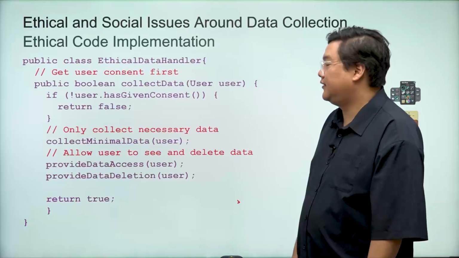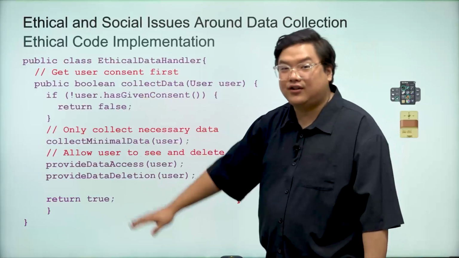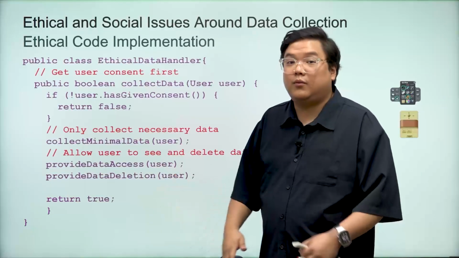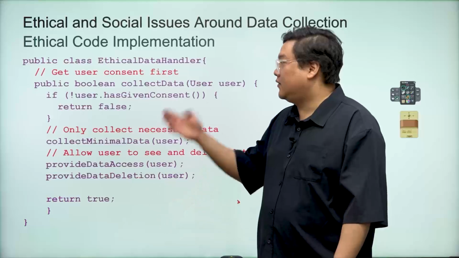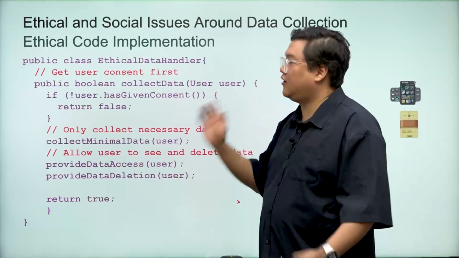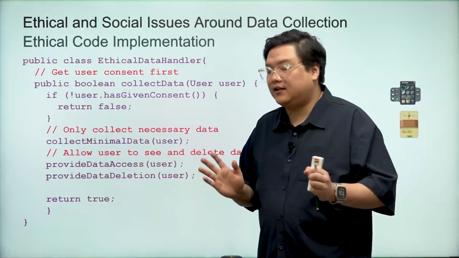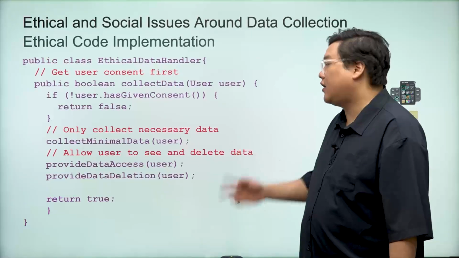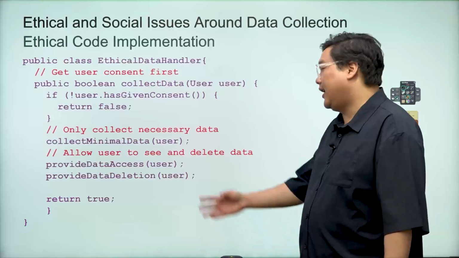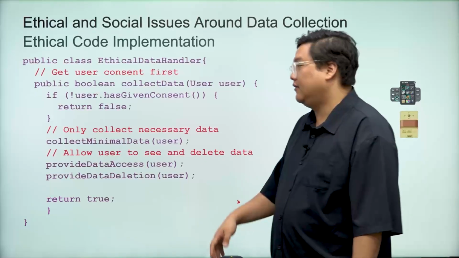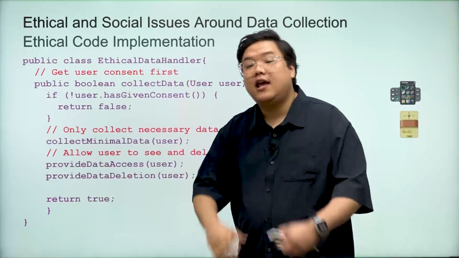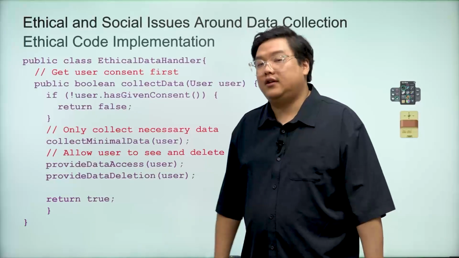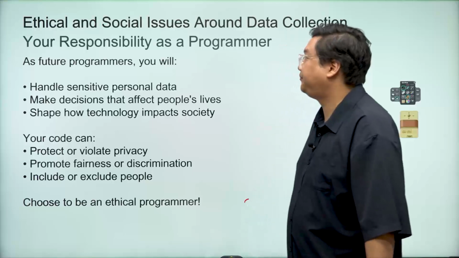So, ethical code. Although we're not going to do something like this in our curriculum, these are just examples showing what you need to be aware of. First, get user consent. When you're asking for information, you always need to ask for user consent, only collect necessary data, and allow the user to see and delete their data. You need to have these functionalities. If you become developers and create your own programs, we need to be very responsible.